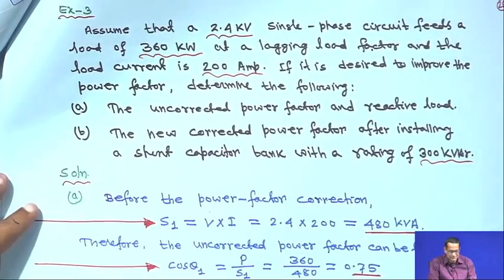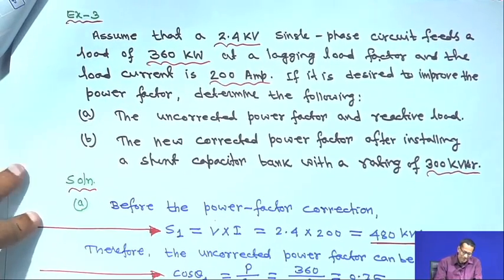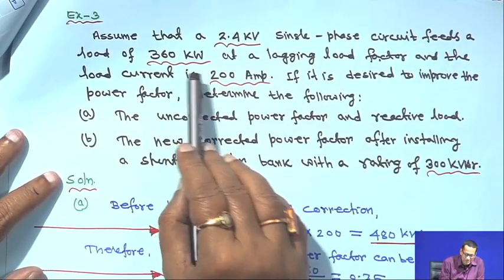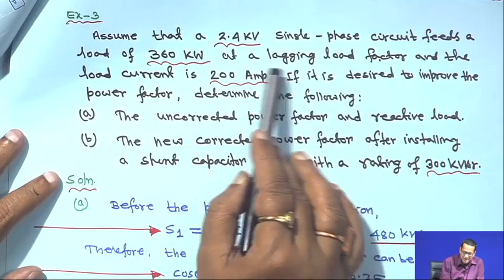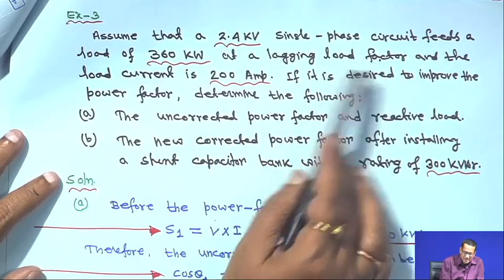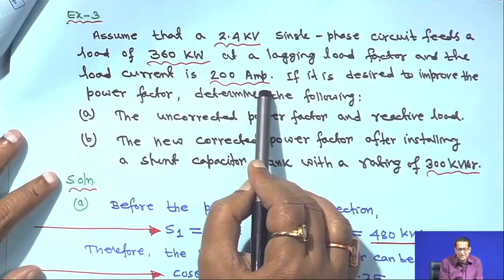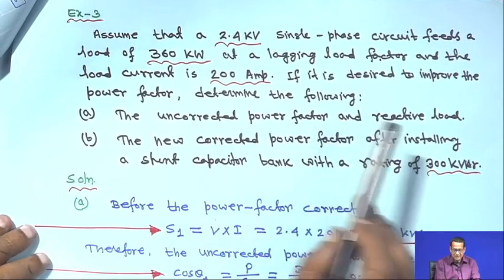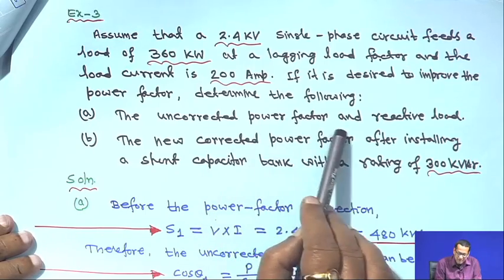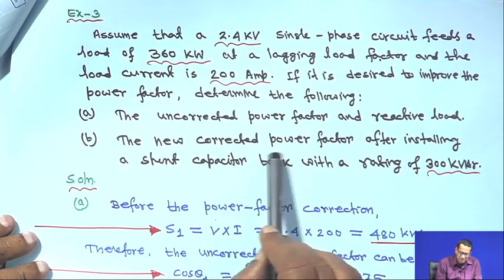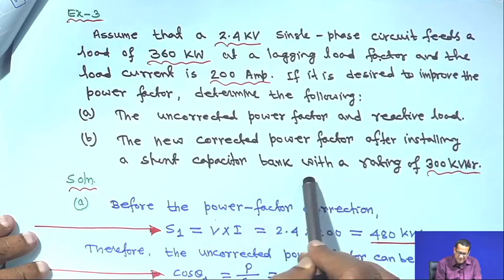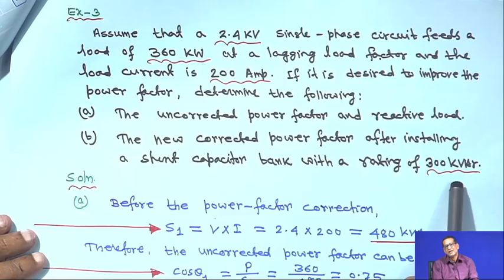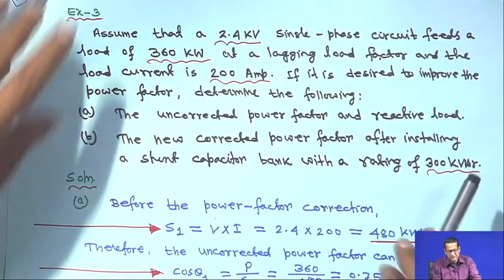Now, example 3. Assume that a 2.4 kilovolt single phase circuit feeds a load of 360 kilowatt at a lagging power factor, and the load current is 200 ampere, right. If it is desired to improve the power factor, determine the following: the uncorrected power factor and reactive load, and the new corrected power factor after installing a shunt capacitor bank with a rating of 300 kilowatt. This 300 kilowatt shunt capacitor bank is mentioned. So, you have to find out all this, right.